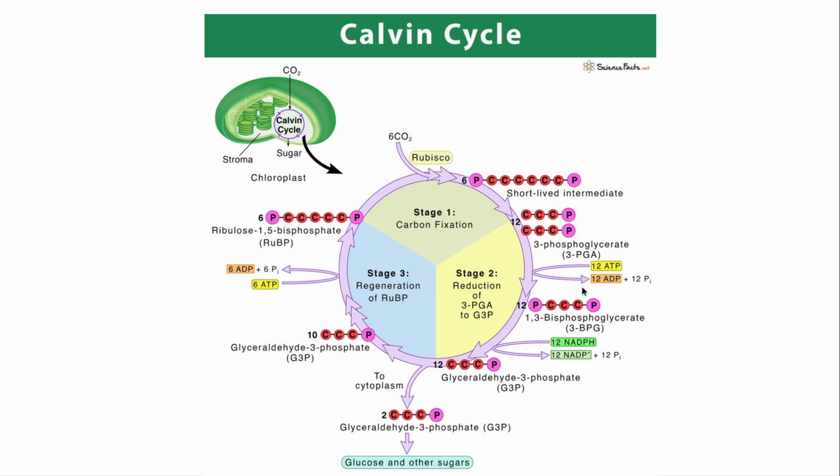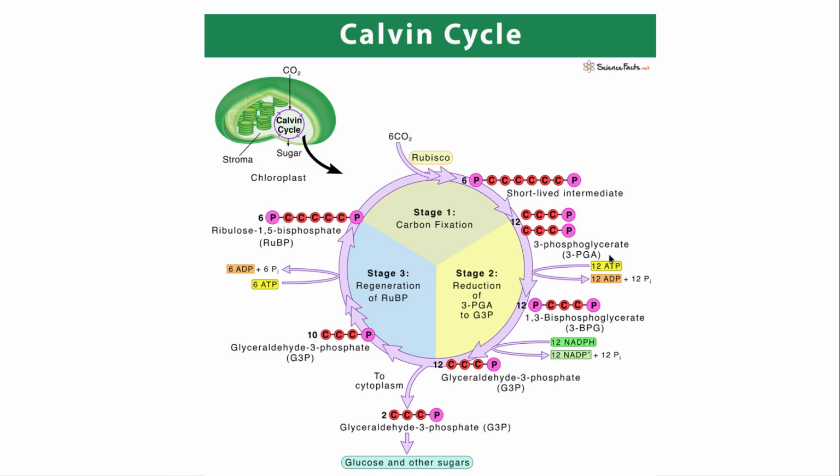So you have 12 ATP molecules being broken down into 12 ADP molecules in this step, 12 NADPH molecules being converted into NADP plus molecules and phosphate in this step, and then 6 ATP molecules are broken down to 6 ADP molecules and 6 phosphate molecules in this step. So all of these essentially mean that ATP and NADPH are powering the Calvin cycle.